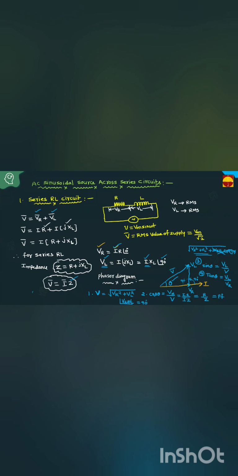Clear? This is the phasor diagram. Now I am drawing the impedance triangle for the same series RL circuit. If you draw the impedance triangle, what is impedance? Z equals R plus jXL. This is resistance R, jXL is at 90 degrees, this is XL, and this is Z. This angle is theta.